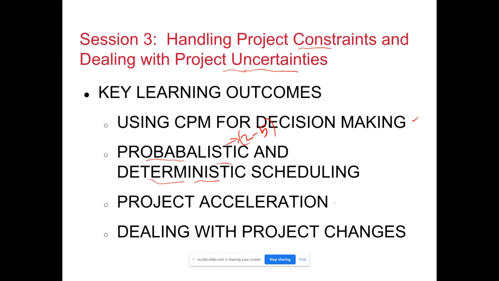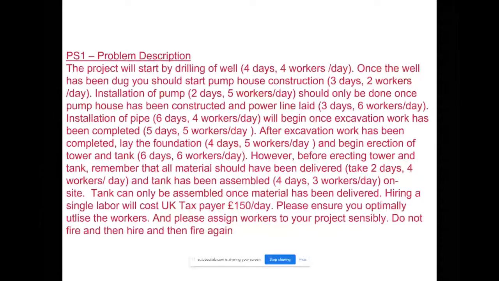Then I talk about project acceleration. So sometimes when projects face uncertainties, we may have to accelerate subsequent activities to bring the project back on track. And how do we deal with project changes? So we are looking for some of these learning outcomes.